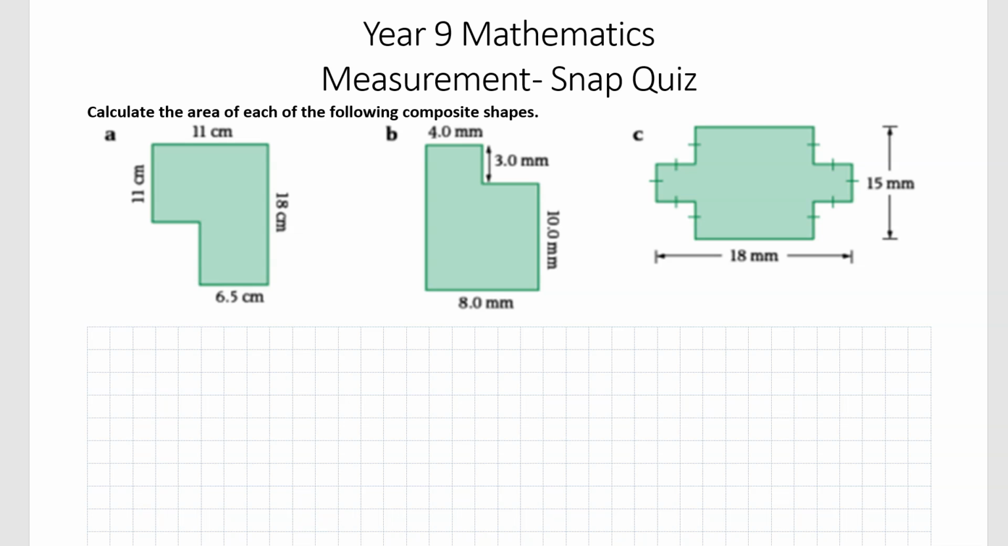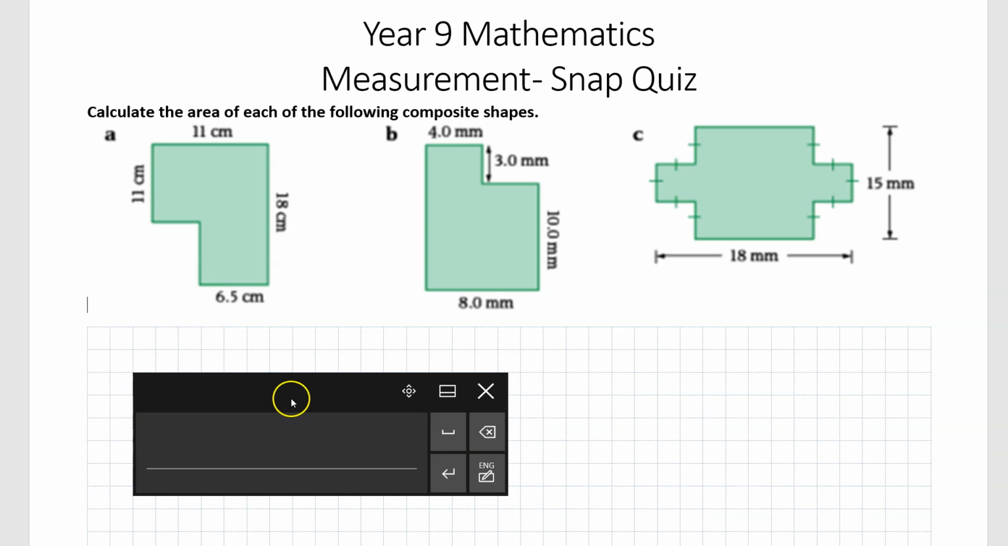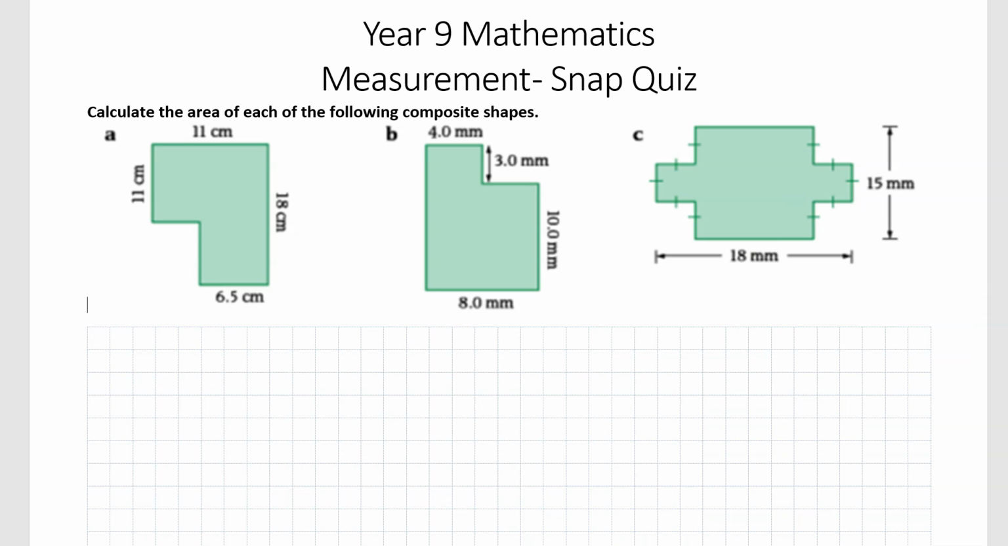Year 9 Mathematics Measurement Snap Quiz. Calculate the area of each of the following composite shapes. Now, to do these particular questions, what we're going to do is we simply break up the shapes into the primitive shapes that we know how to calculate the areas for, and then we solve. So for this first one here, A, I'm going to break the shape up like so.